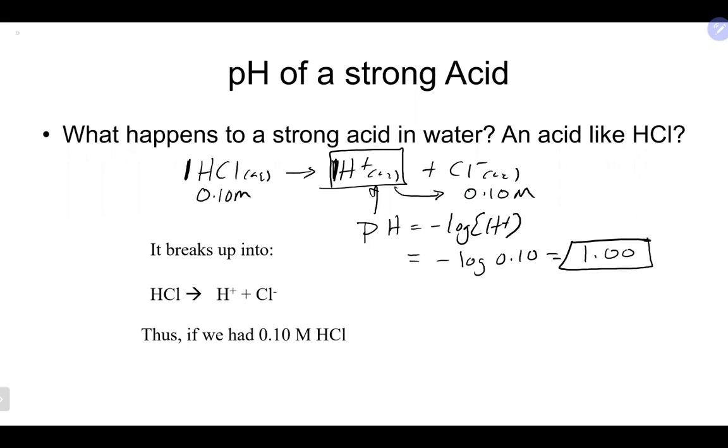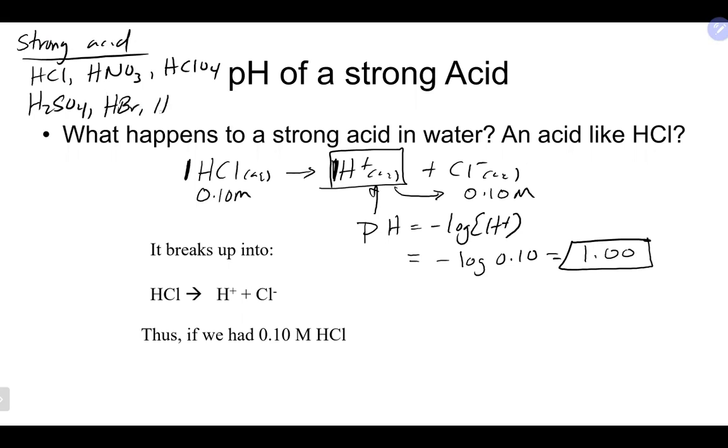Remember some strong acids, as we talked about earlier in this chapter: hydrochloric acid, nitric acid, perchloric acid, sulfuric acid, hydrobromic acid, hydroiodic acid. So these are some strong acids. If you're dealing with a strong acid or a strong base, you just need to figure out what the H plus concentration is and what the OH minus concentration is to allow you to calculate the pH of that particular solution.